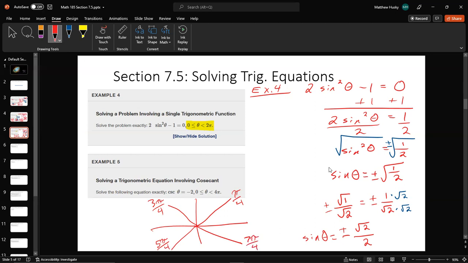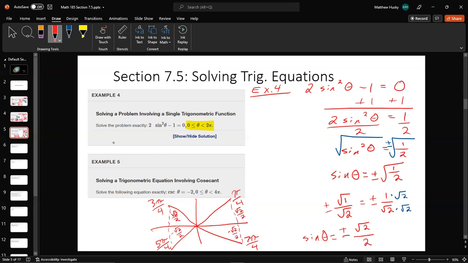And the way I remember the ones over 4 is you're just counting odd numbers in order. You've got 1, 3, 5, 7. You're working your way around. So this one has a negative root 2 over 2. This one has a negative root 2 over 2. This one here is positive root 2 over 2. And this one over here is positive root 2 over 2. So each of those then gives its own pair of solutions.